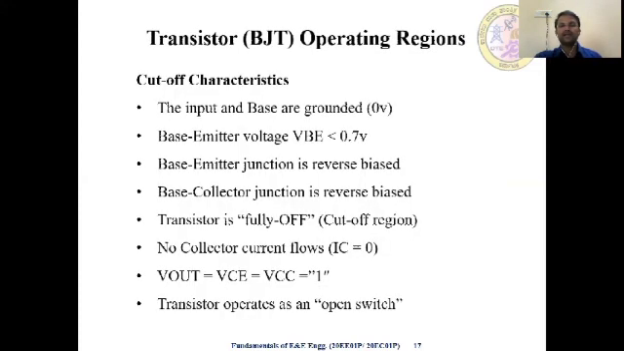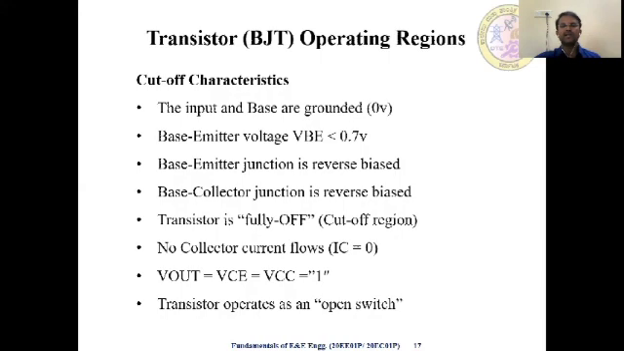Cutoff characteristics. The input and base will be grounded. The base emitter voltage, VBE, is less than 0.7 volts. When it is less than 0.7 volts, the transistor will not turn on. So that is why we say the transistor is in cutoff mode. For the transistor to be turned on, the voltage should be greater than 0.7 volts.